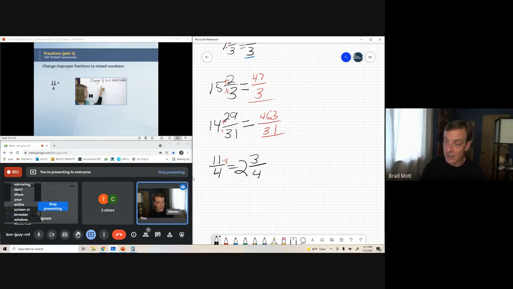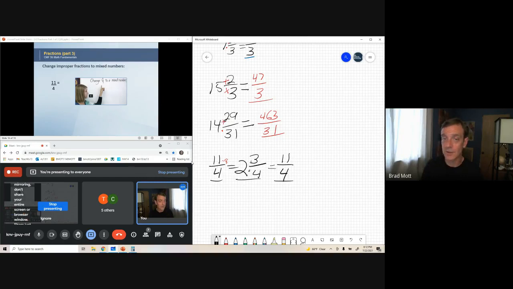If you're not sure, and you're real comfortable changing mixed numbers into improper fractions, just double check your work. 2 times 4 is 8, plus 3 is 11/4. There you go. 11/4 is equal to 2 3/4, which is still equal to 11/4. So people tend to find that one a little more difficult.